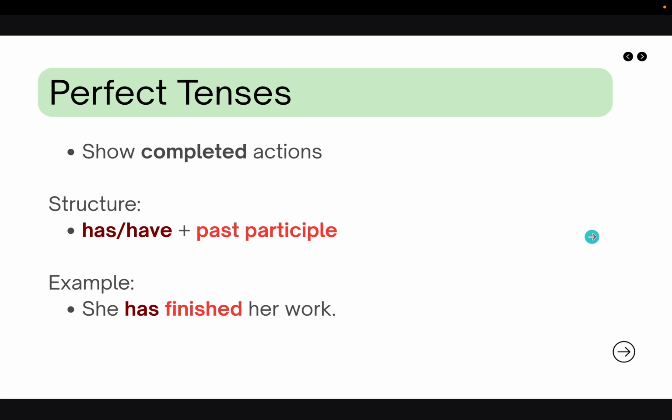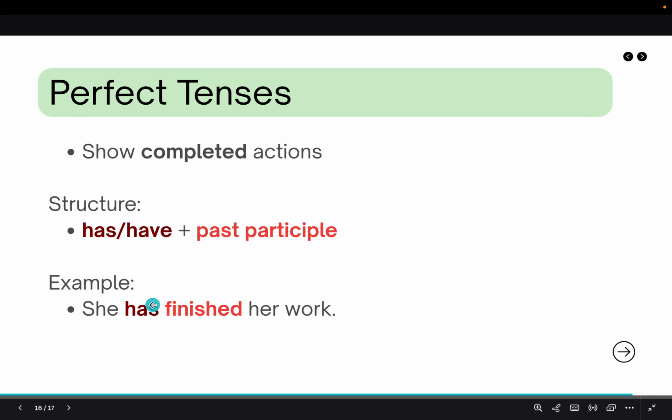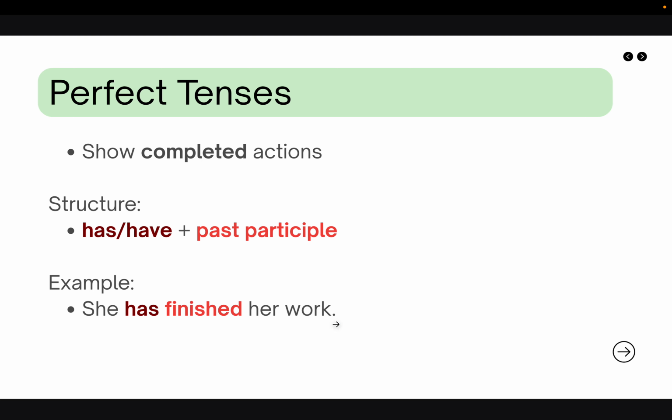But let's say perfect tense. Perfect tense, it shows something that has been completed. Dah habis. For example, you use the word has or have plus past participle. So she has finished her work. Dah habis. Action tu which is finish her work. Action tu dah habis. So she has finished her work. Okay, everything has been completed.